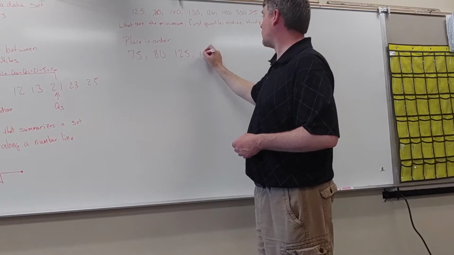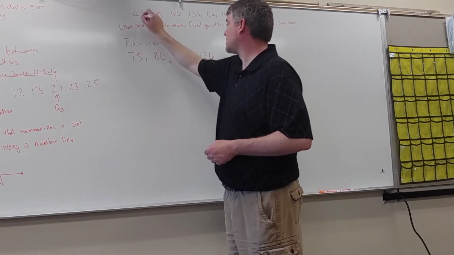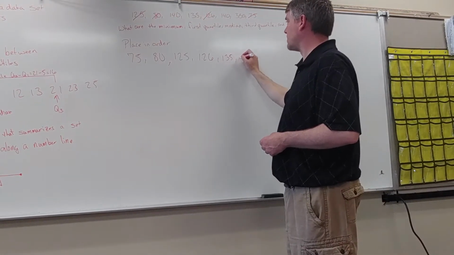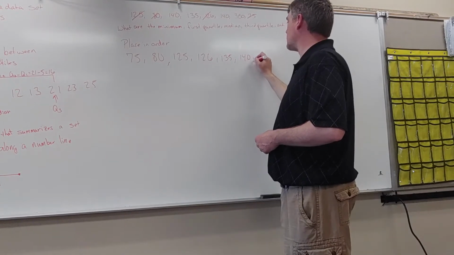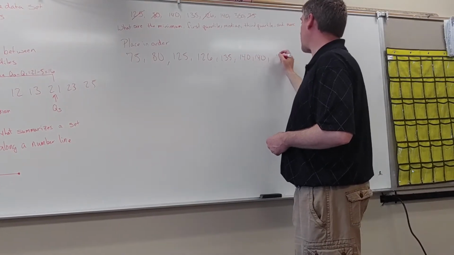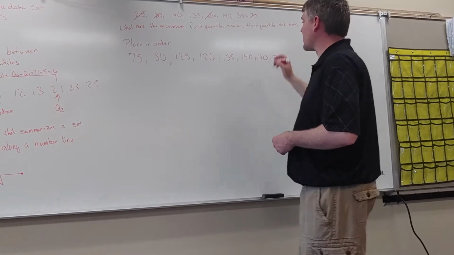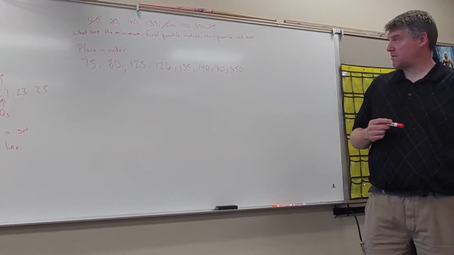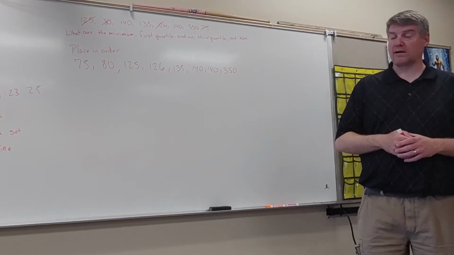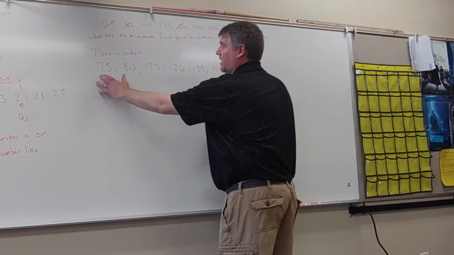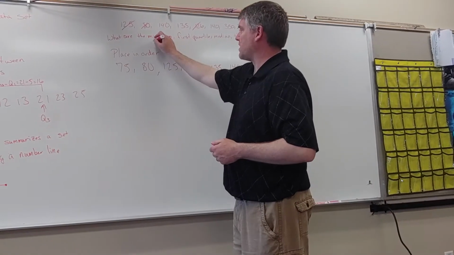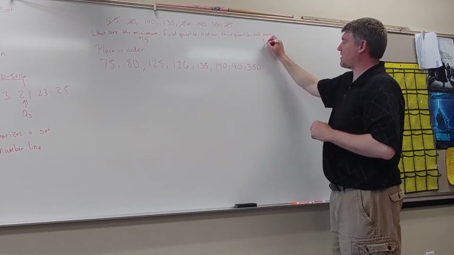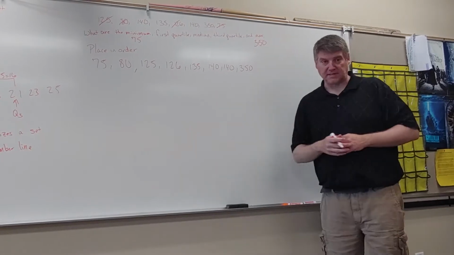125, 126, 135, 140, 140, and then 350. And so the first thing I can do now is find my minimum and maximum pretty quick, right? My minimum is my lowest value, so my minimum here is 75. My maximum is my largest value, or 350.